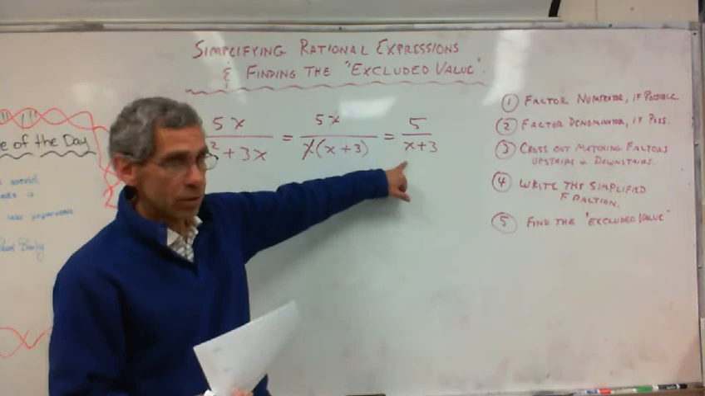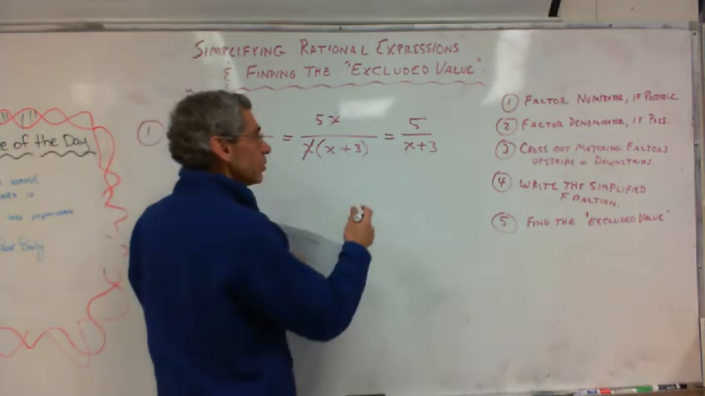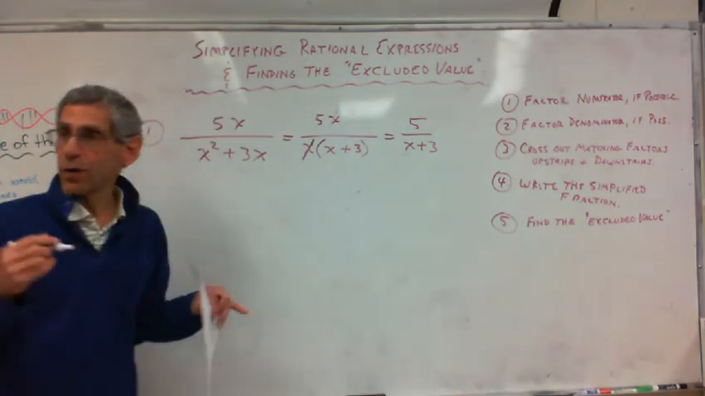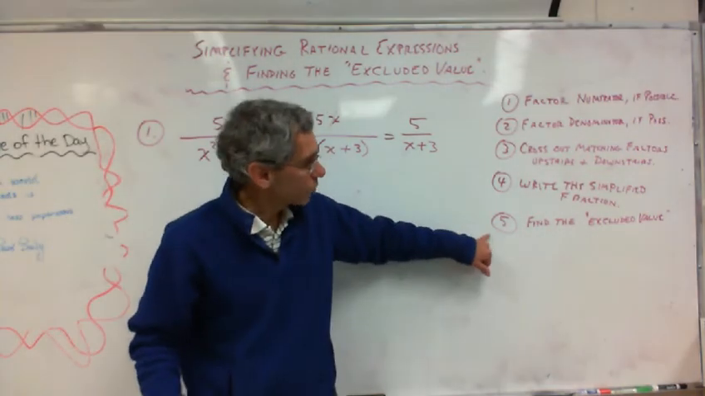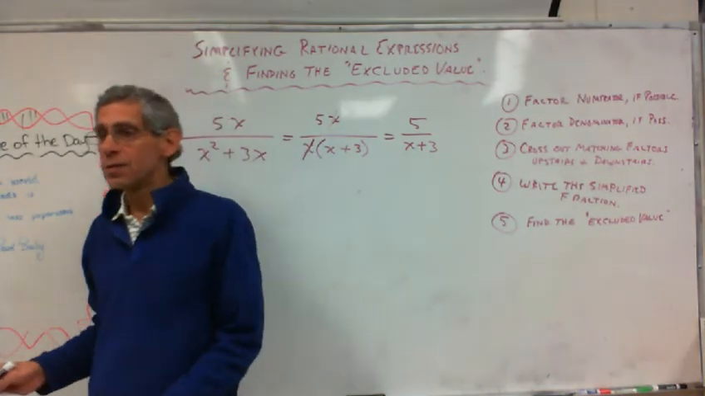So that's my answer. But the answer actually needs one more piece before I can put a big box around it. And the last piece is this: find the excluded value. What does it mean to exclude?